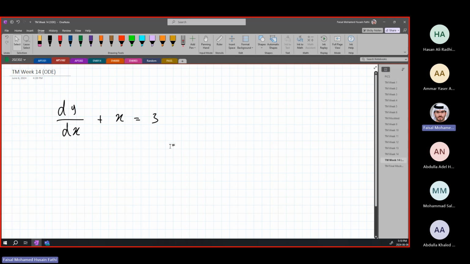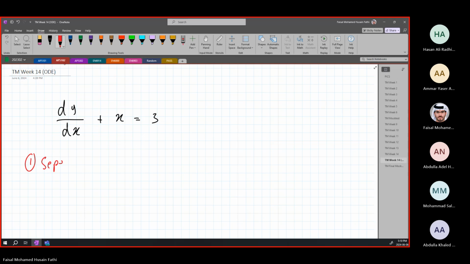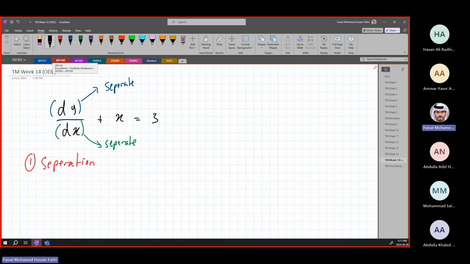The way you would solve such an equation is the first step you're going to do is separation. Separation meaning that we want to separate the dy by itself and then separate this from the dx, which is here, and have it also separate. This is what separation means. So how are we going to do that?